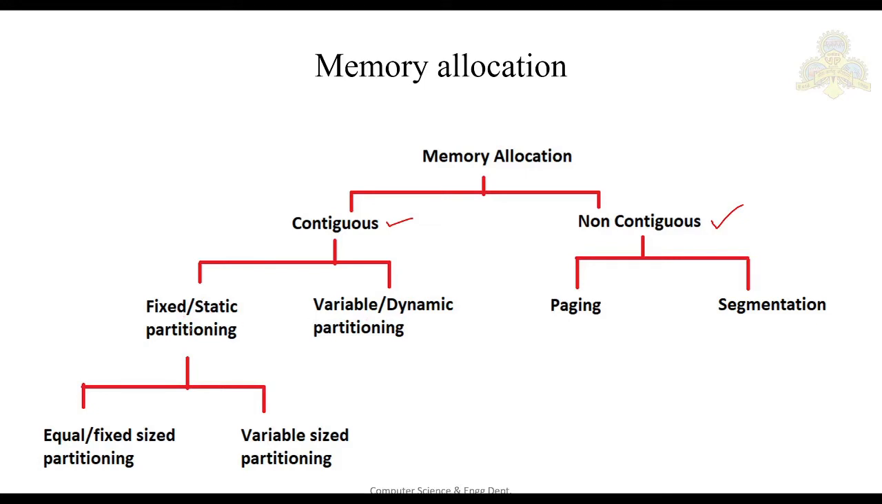partitioning. Static or fixed partitioning is again divided into two types, that is fixed size partitioning, also called equal sized partitioning, and variable sized partitioning. We will see all these things. First we'll talk about what contiguous and non-contiguous memory allocation are. Then I'll talk about fixed or static partitioning, then these two things. So let us see one by one. The first one is contiguous and non-contiguous memory allocation.